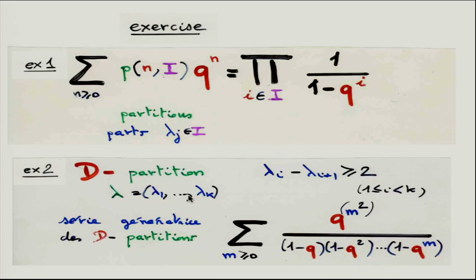So this is exercise 2. A D-partition is a partition such that the difference between two consecutive parts is bigger or equal to 2. The exercise is to prove that the generating function of D-partitions is this summation. So it is the same product as for partitions, but there is a q^(m^2) in the numerator, and a sum over all m of this.